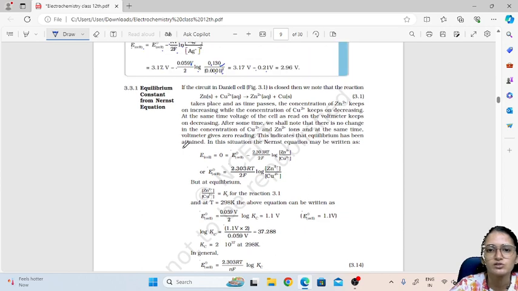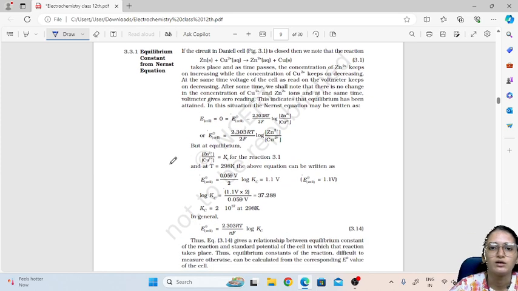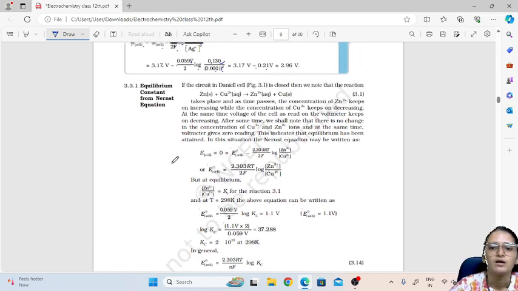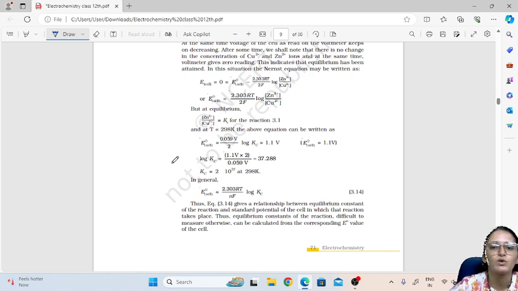Next equation, which is important from the exam point of view. We will see the equilibrium constant from the Nernst equation. So this is derived from the Nernst equation only. Equilibrium constant means what? We already studied in the previous year that the equilibrium constant is given by this value, Kc. That is, concentration of product by concentration of reactant, is given by Kc.